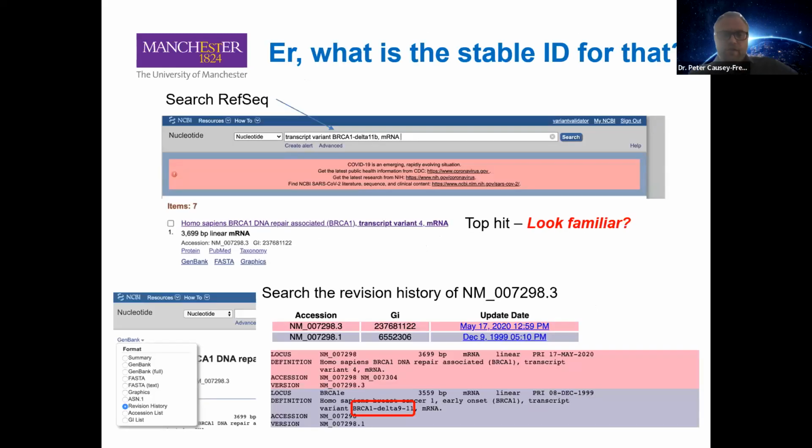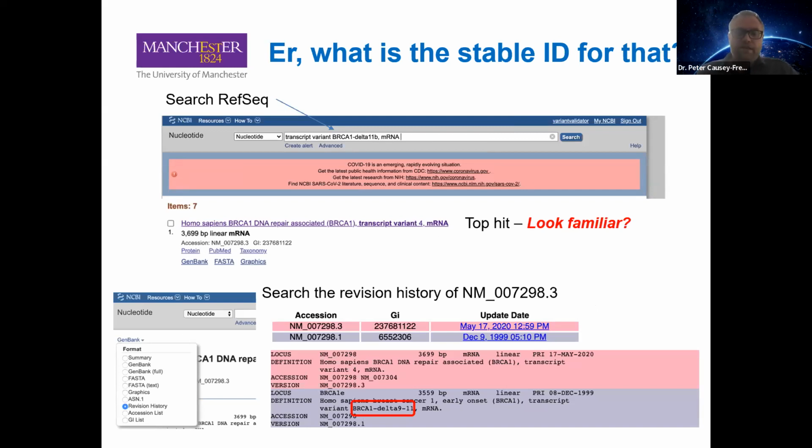So what I actually did was do a RefSeq search, and when I searched the RefSeq database, a top hit came up, and it told me that this was the transcript variant 4 that I'd mentioned earlier, this alternative transcript. And you can look through the revision history for this transcript. You can see that this has had previous names in the past. Although the identifier is the same, and there may be versions of that identifier, it has had different names. And this was leading to the confusion.